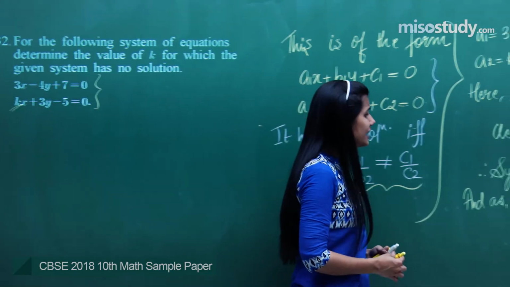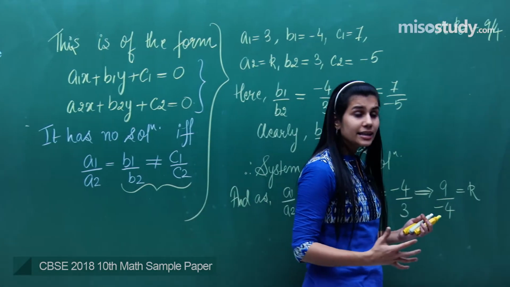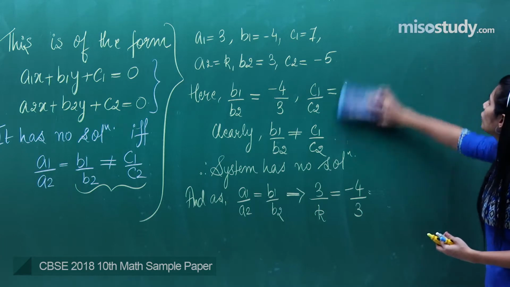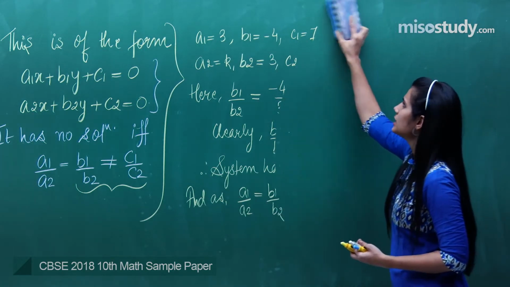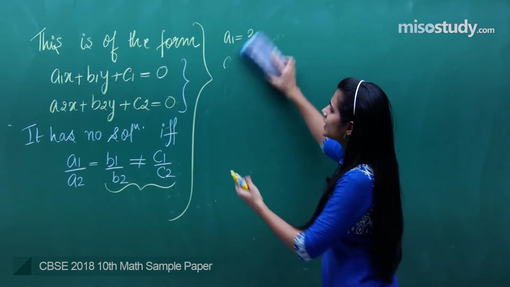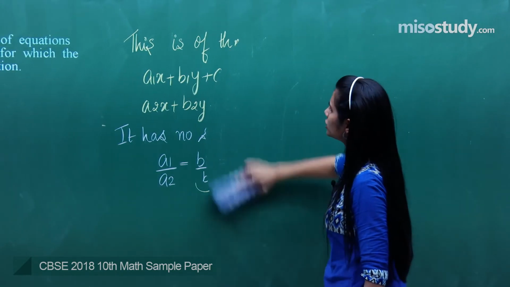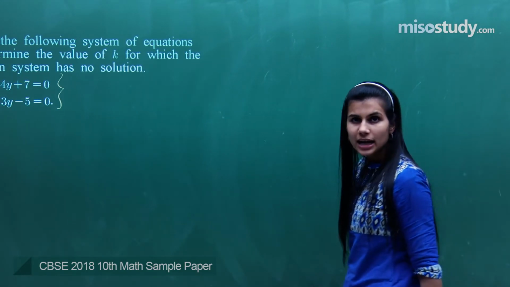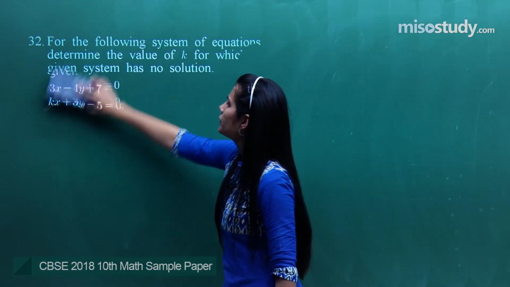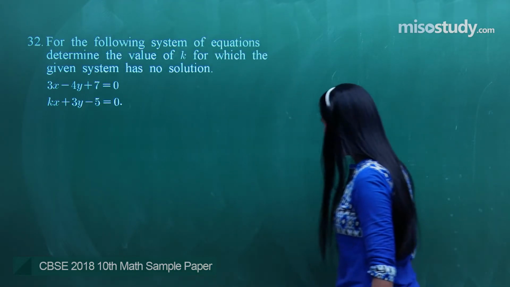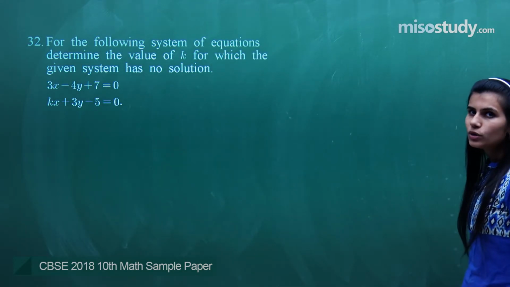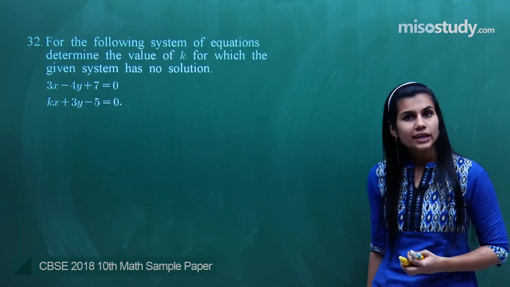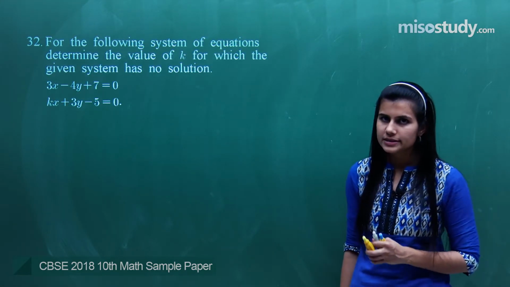This question is fairly, I should say, a drastically easy question, because the only concept used here was the concept of inconsistent solution, when there is absolutely no solution, and that comes with the criteria of A1 upon A2 is equal to B1 upon B2 but not equal to C1 upon C2. Using that, you can very easily tackle such questions.